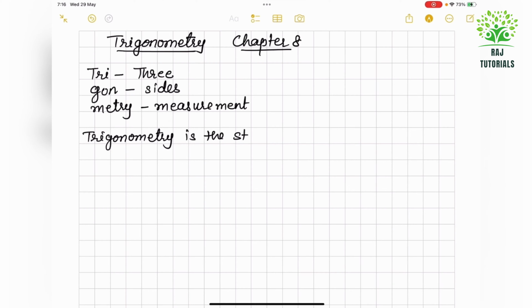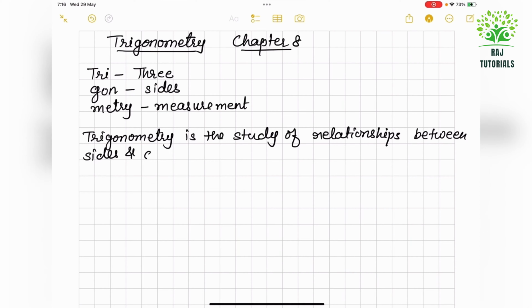is the study of relationships between sides and angles of a right angled triangle. So, here in this chapter we will be always talking about a right triangle.